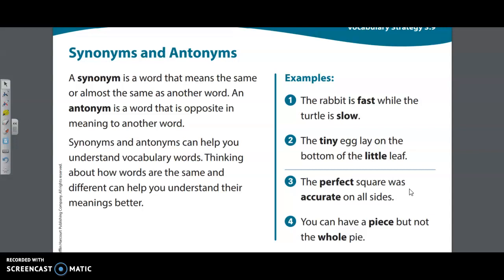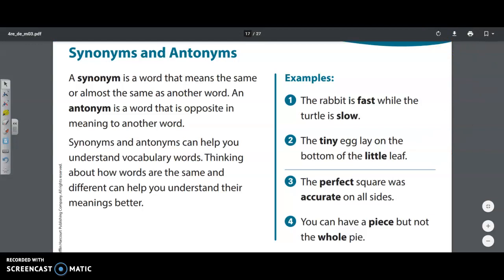And the last one, number four, you can have a piece, but not the whole pie. Oh, now I'm picturing pie. So we have piece and whole. So if you have a piece of something, then you have a whole something else. Those are antonyms. Those are not the same thing. A piece is only part, but a whole means it's the entire thing. So those would be antonyms.